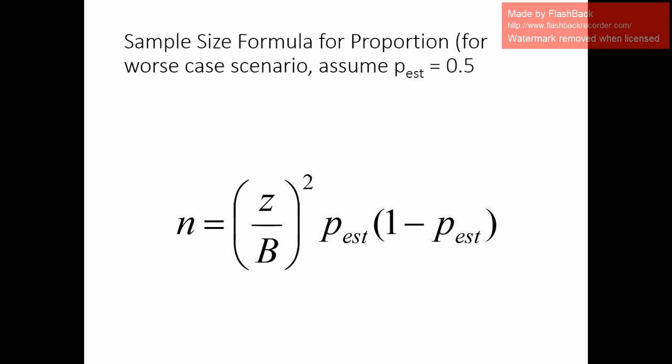And this is weird. Remember, we're trying to determine how much data to collect to determine our proportion, but to do that, we need to have an estimate of the proportion. Well, the best way to do that is use the worst case scenario, and that's assume your proportion is 0.5. If you do that, N is going to be at its biggest.